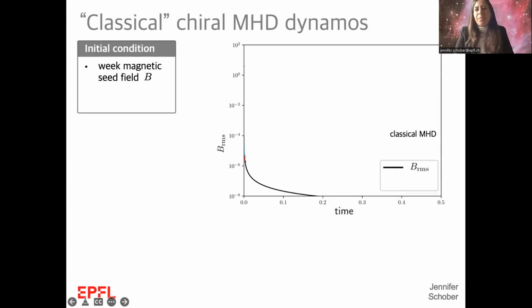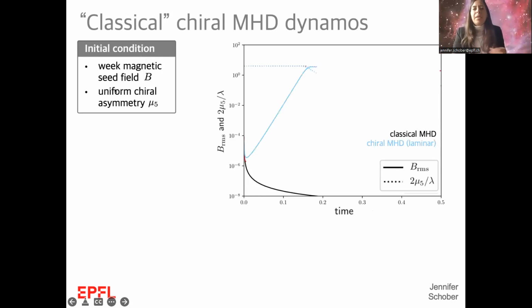So starting here with a simple setup, just for comparison, if we take a periodic box in the Pencil Code and we put in a weak magnetic seed field, and if we don't drive turbulence, then the magnetic field will just decay in classical MHD. But if we solve the chiral MHD equations, if we insert a uniform mu5 in the box, then we see that the magnetic field grows exponentially until it saturates due to the chiral conservation law.